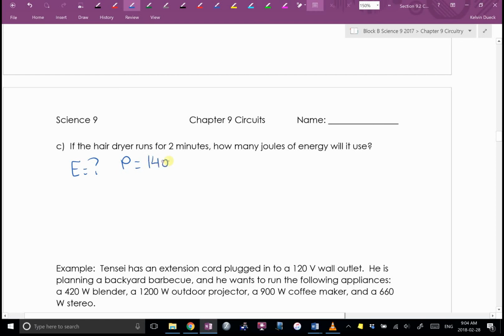What was the voltage? I have the current. I'll use it if I need to. But what else has this question given me? What's that 2? What is that 2? Time. T equals 2. What did you say?